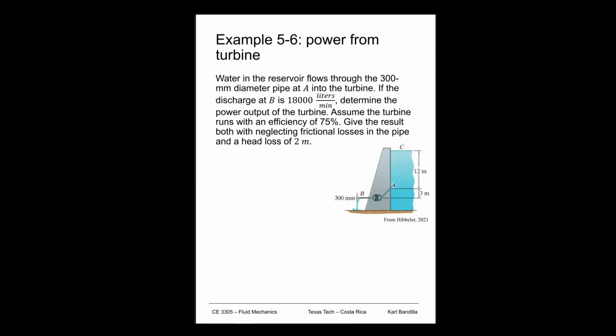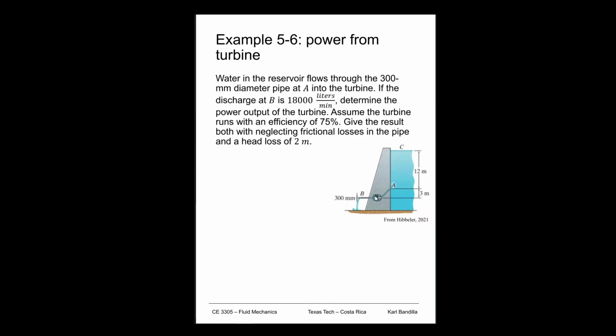This is example 5-6, power from a turbine. So we have a concrete dam here. In the dam we have a turbine, and then we have an inlet at A, and water flows from the big reservoir through this turbine and then out at B, and of course produces electricity in that turbine or whatever else it's used for.